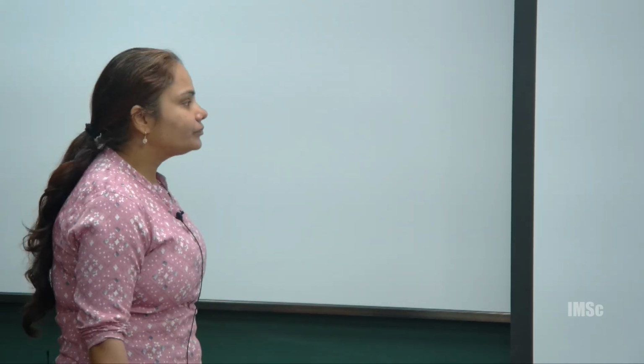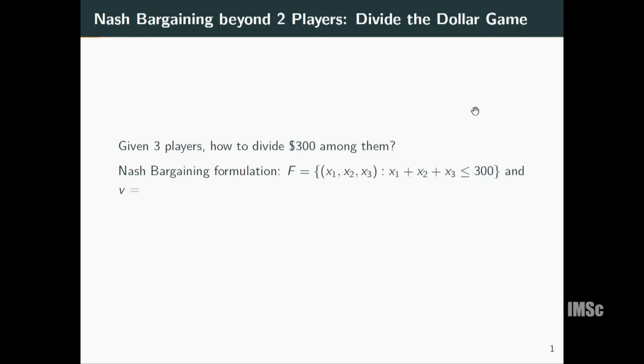This is the question that I want to ask. If there are 3 players, you want to divide $300 among them. So the feasible solution will be all such x1, x2, x3, because this defines the utility, such that x1 plus x2 plus x3 will be less than or equal to 300, right.